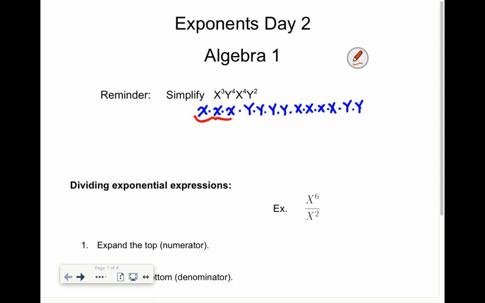So we have these x's and these x's. If we count those, we have 1, 2, 3, 4, 5, 6, 7 x's. So we're going to write x to the 7th power. We have these y's, and we're going to count those. So we have y, and then 1, 2, 3, 4, 5, 6. So y to the 6th. So that right there would be your answer to that simplified.